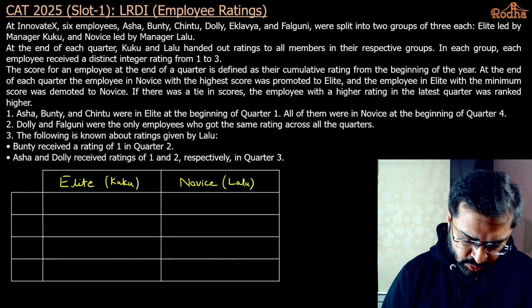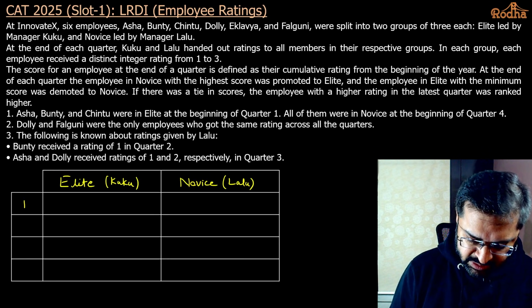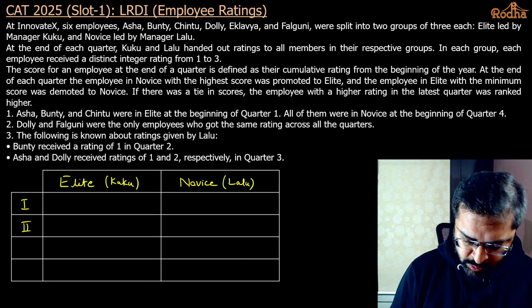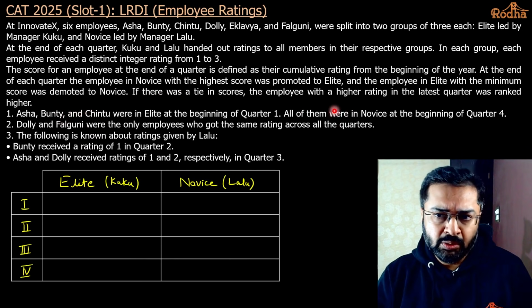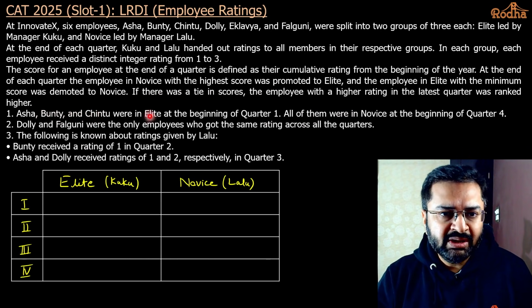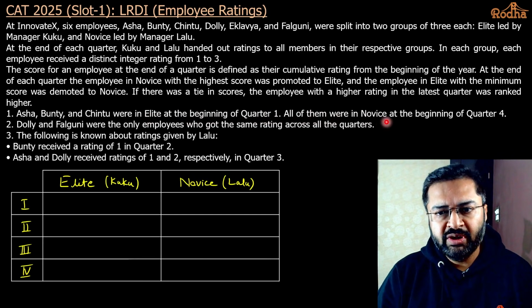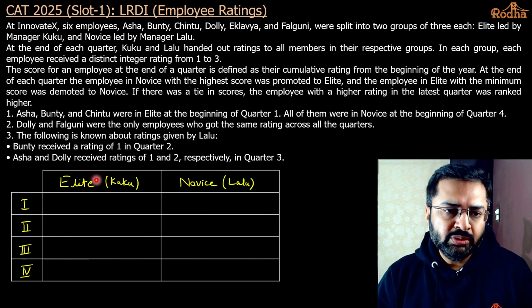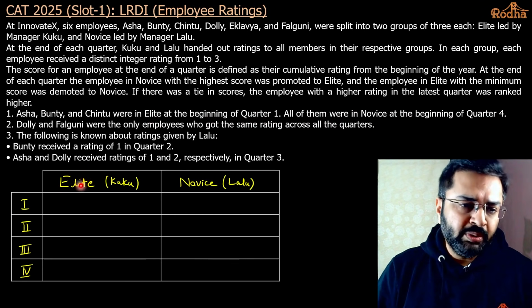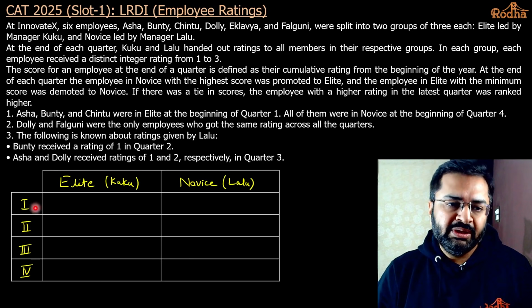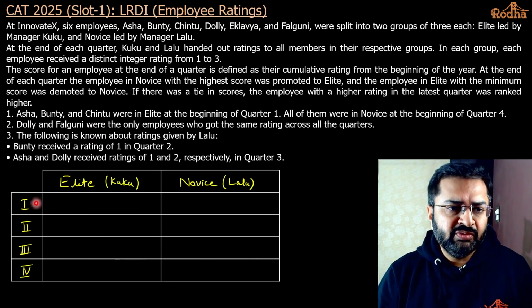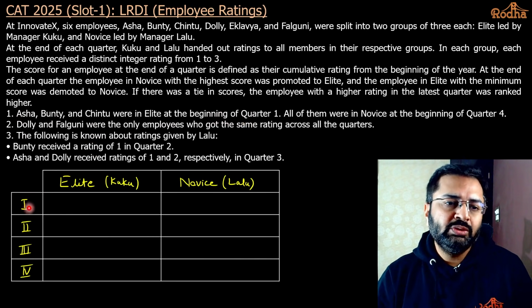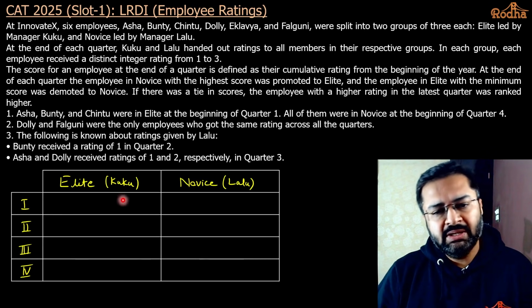Okay, at the end of each quarter. So if we look at this, I'll just put it like that. This is 1, this is 2, this is 3, and this is 4. And so these are quarters. It is simple, right? Okay, what does it say? A, B, C were in Elite at the beginning of quarter 1. All of them were in Novus at the beginning of quarter 4. Now it's very obvious that each group, Elite and Novus, would have three people each. Now, which 3 is the question, right? So for the first quarter, it says at the beginning of quarter 1, so you can just assume here that whatever we are writing is for the beginning of a quarter.